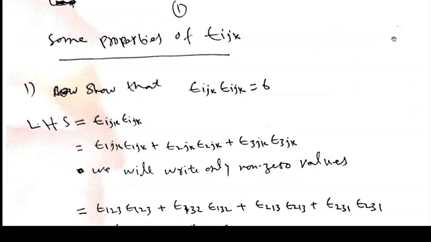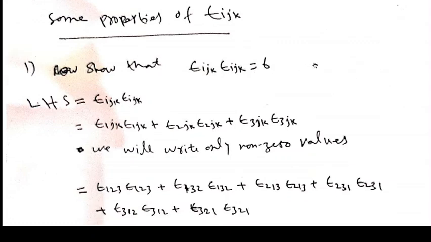Now the first property of this permutation symbol is written here. We can see that epsilon ijk epsilon ijk is equal to 6, that is, if we have the product of this permutation symbol with the same indices, ijk and ijk, then its result will be 6. It is very simple to show this.